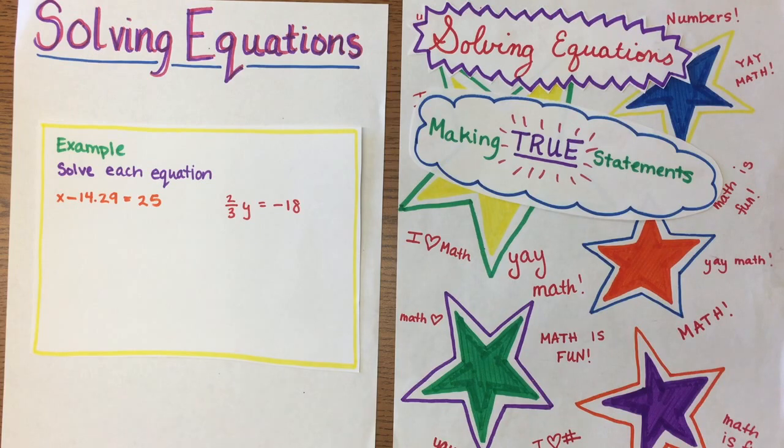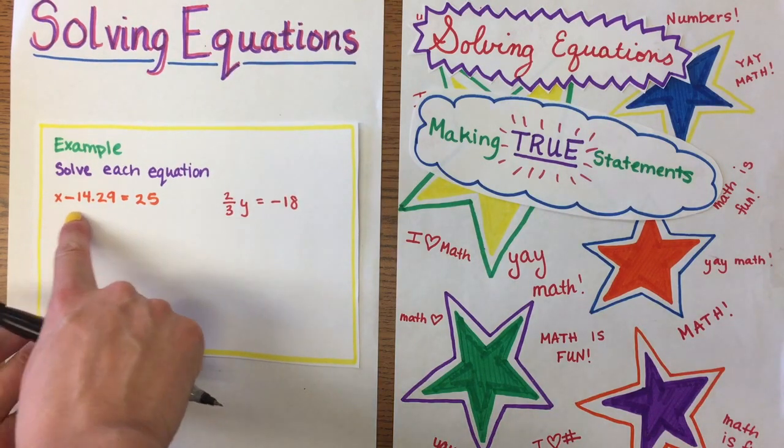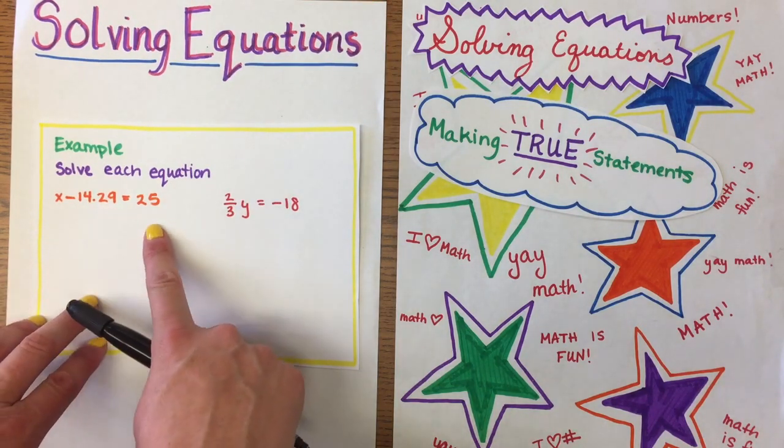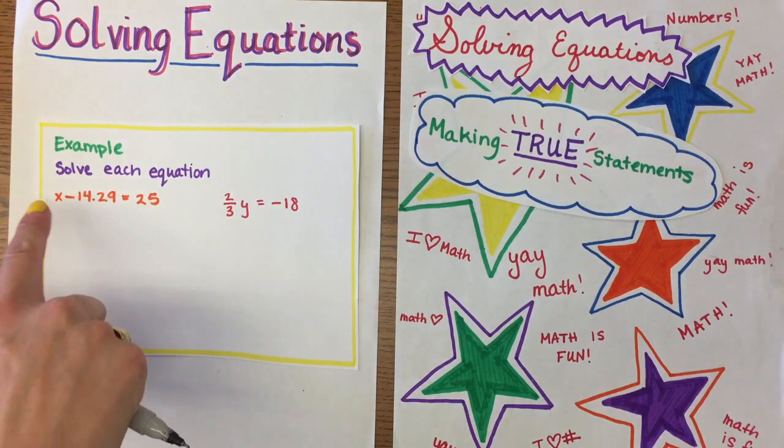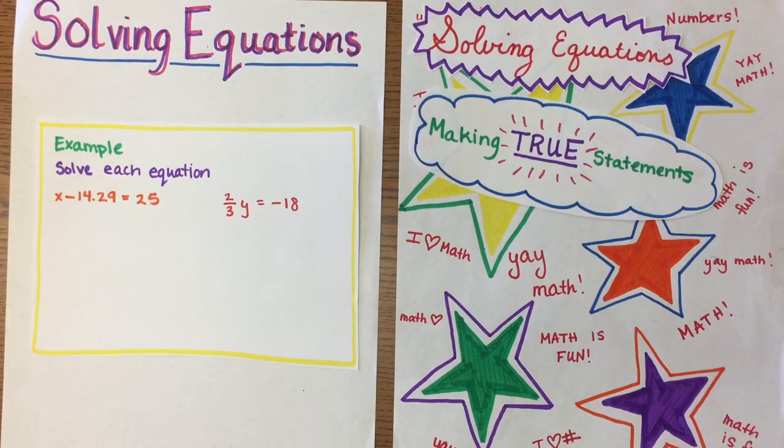When we're looking at solving equations, we want to pick the property that will allow us to isolate the variable. So we have an equation like x minus 14.29 is equal to 25. Now the variable x can take on any value. That's what a variable is. It represents any possible value. But it won't necessarily make a true statement.